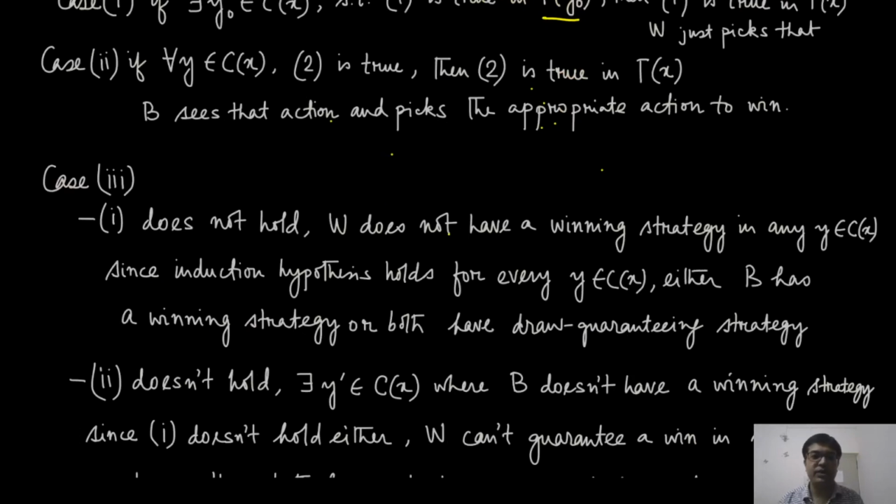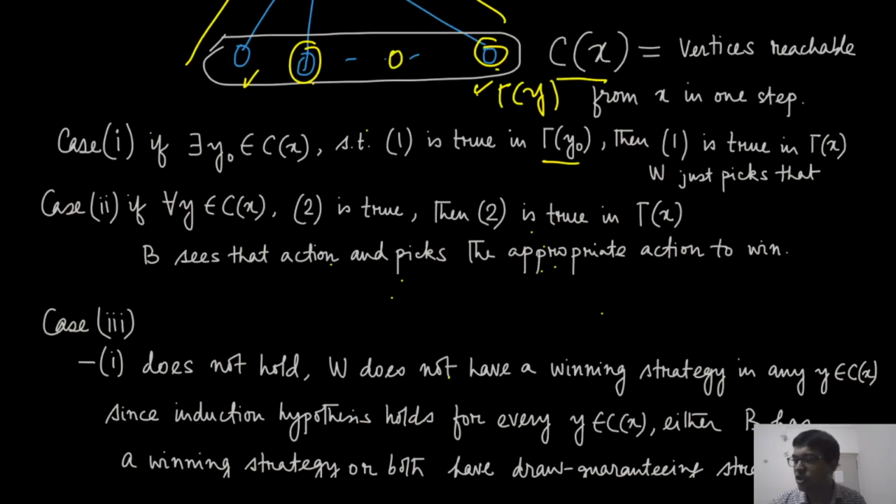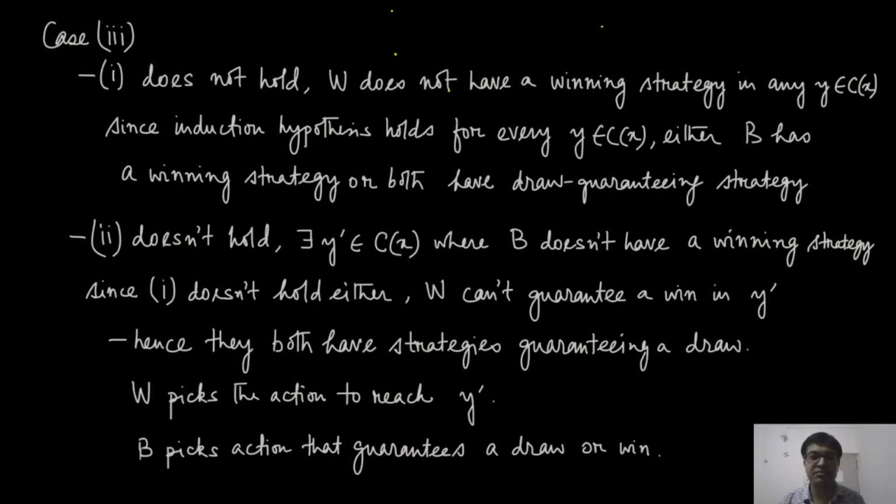Now we come to the second point, that case 3 is also the case where case 2 does not hold. So how do we negate case 2? It means that there exists some y prime where black does not have a winning strategy. So in this example, there exists some node y prime where black does not have a winning strategy. Very good, white knows it, and it can pick the action that brings it to this vertex. Because 1 does not hold either, in y prime white still cannot guarantee a win. So all that both can guarantee is a draw. Therefore white will pick that action to reach y prime, and black picks the action that guarantees at least a draw. That is the whole thing, and we are done.